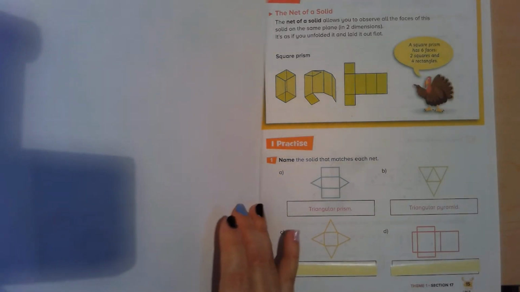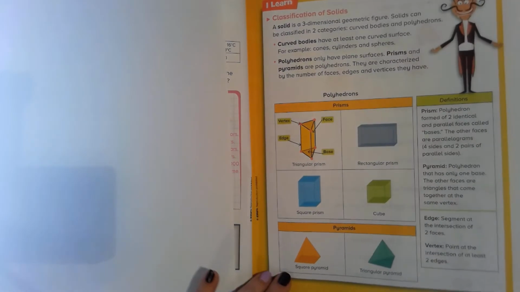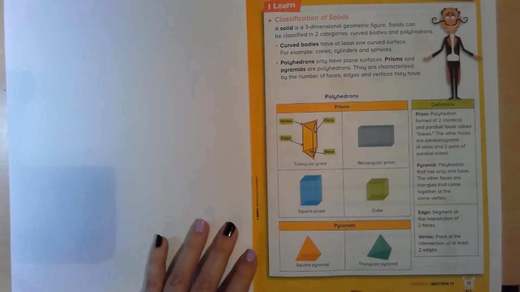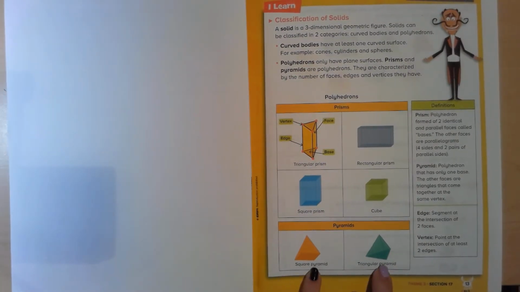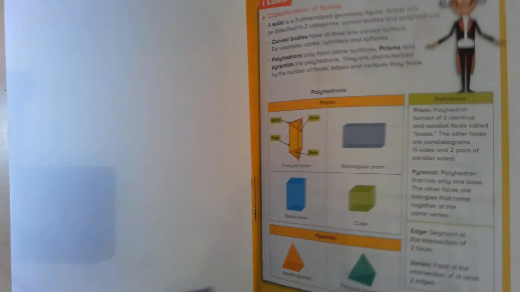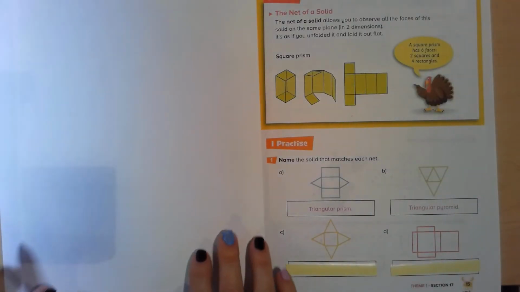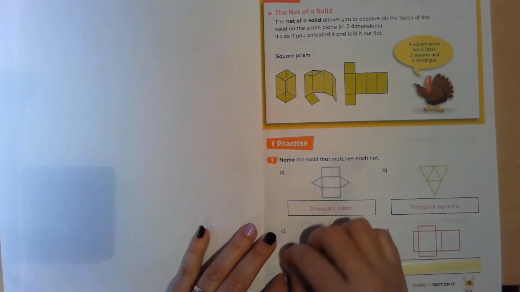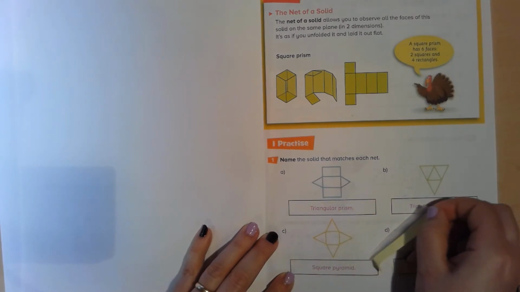Let's go back to our shapes. So we have 1 base. It's going to be a pyramid. That base is a square. I think we have a square pyramid. That is correct.